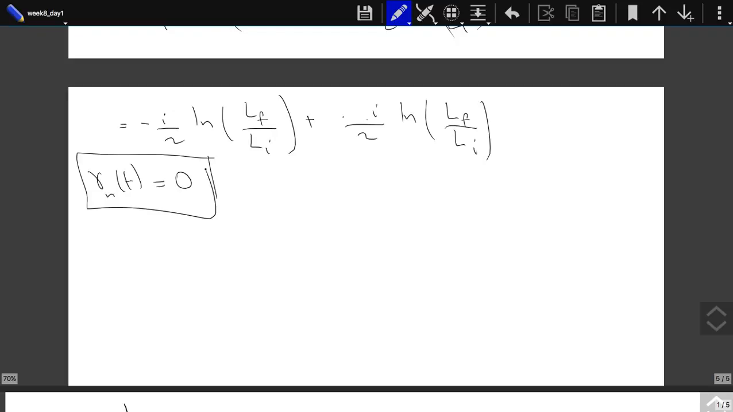So actually, if the wave function is real, we don't get any phase. The wave function has to be complex to get some phase.